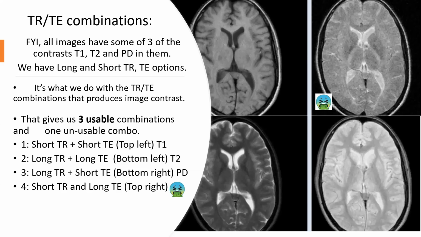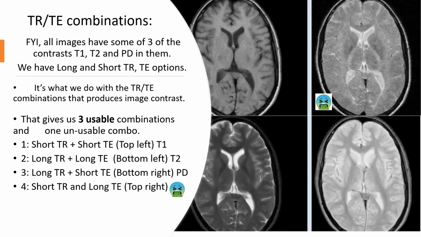Bottom right, let's see. Wow, everything's bright here. So everybody's in the transverse plane at TE. If everybody's bright, I think that's proton density, and you would be correct. Now, the fourth and the black sheep of our contrast combinations is top right. Yeah, that's a little emoji throwing up. Yep, blah. That is a short TR to maximize T1 and a long TE to maximize T2.